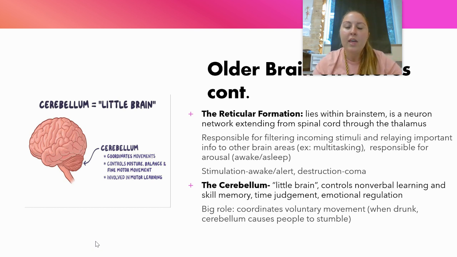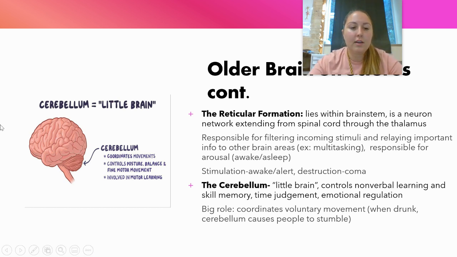So for example, they destroyed certain parts of it in a rat, and they found that when they destroyed the reticular formation, it led to a coma. When they stimulated this region in the rat, it made them extremely awake and alert. So if you're tired, maybe you could blame your reticular formation.